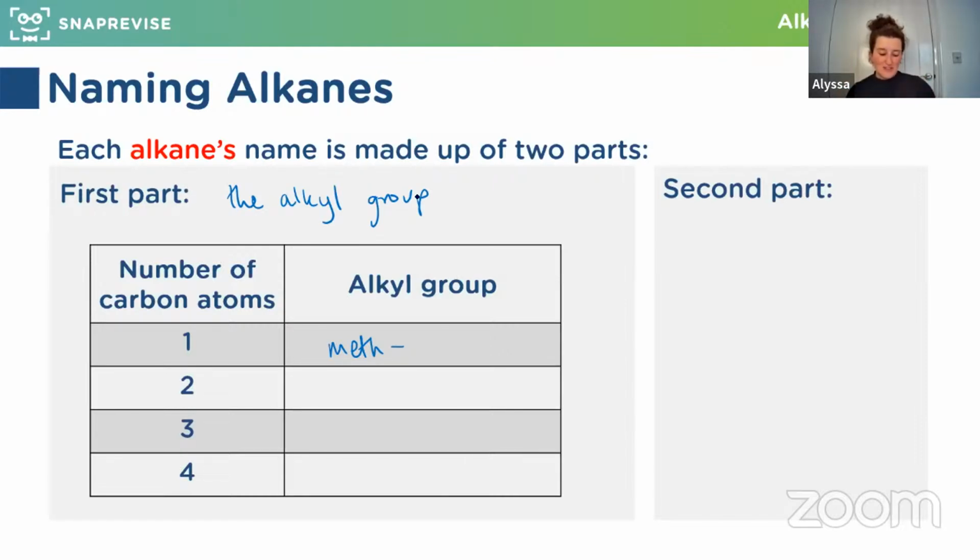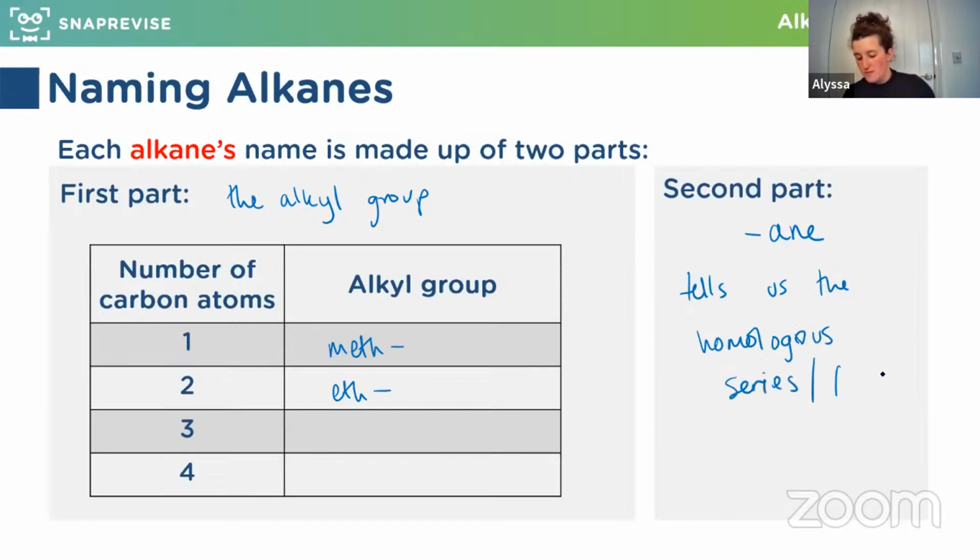Lovely, Deeksha. I was just about to ask, if you've got 2 carbons, what do we call it? Ethane. So that's eth, meth, eth. What about 3? Does anyone know 3? The second part is our ane, which you guys have already said, which is brilliant. And that tells us the homologous series or functional group. Tells us that it's an alkane.